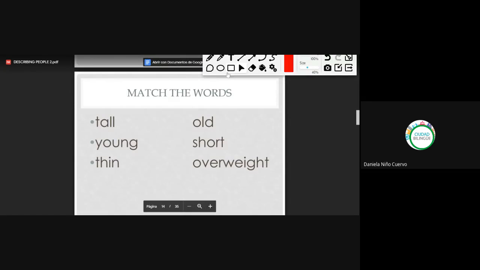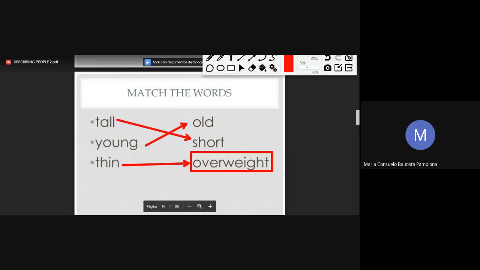So, here we have match the words. We are going to match the contrary. So, for example, tall. What is the contrary of tall? Tall, that would be short. Yes. Jose, what is the contrary of young? The contrary. Old. Very good. Old. And finally, thin, the contrary, overweight. Yes. Students, how do you say overweight in Spanish? Arrugas. No, in this case. Yes. Sobrepeso, yes. O sobrepeso. Don't worry. O eso o una persona con sobrepeso. Porque thin significa delgada. Yes. All right. We continue.